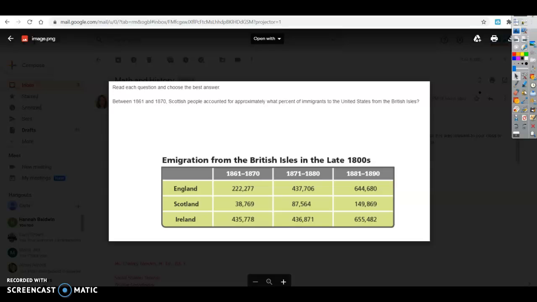All right, between 1861 and 1870, Scottish people accounted for approximately what percent of immigrants of the United States from the British Isles? So the first thing we want to know is between 1861 and 1870, so we're looking at this information here. We're looking for what percent, and we're looking for the Scottish people.